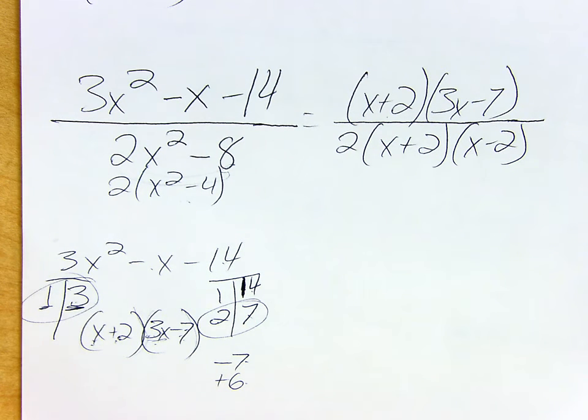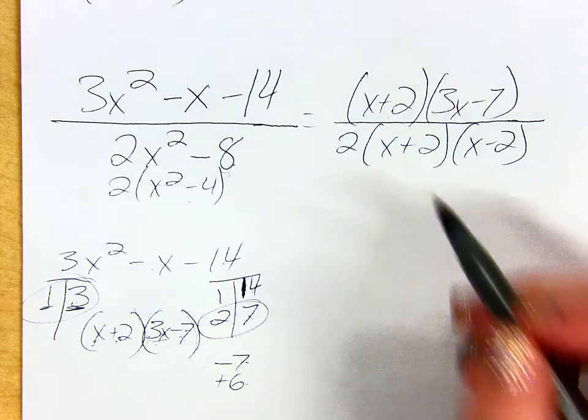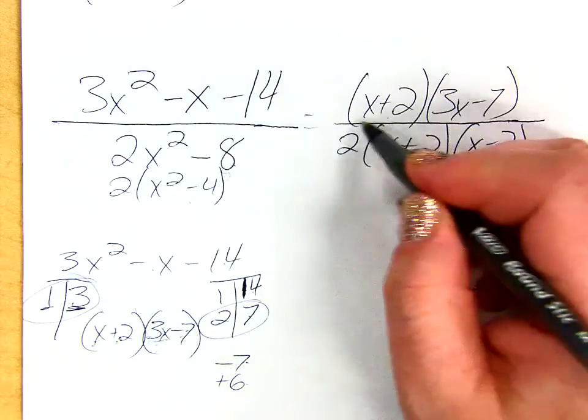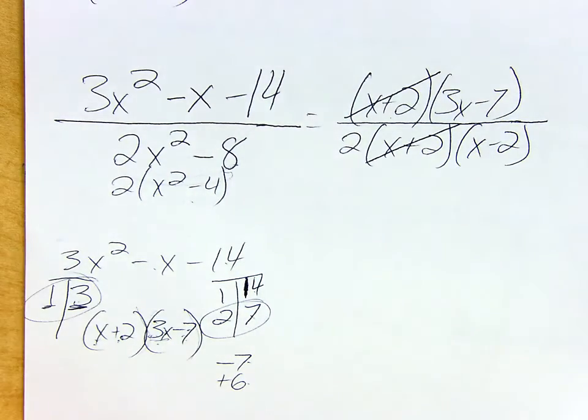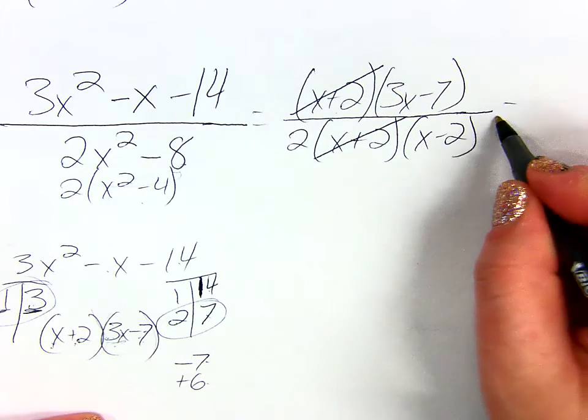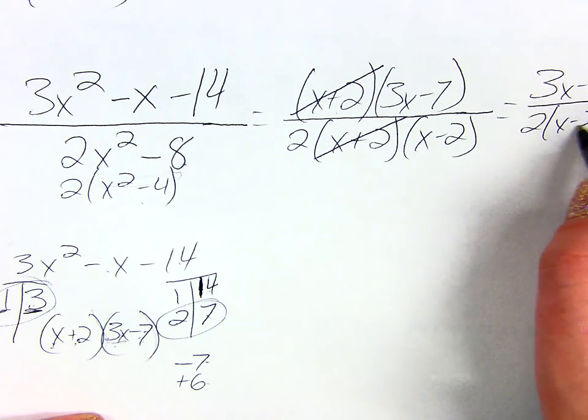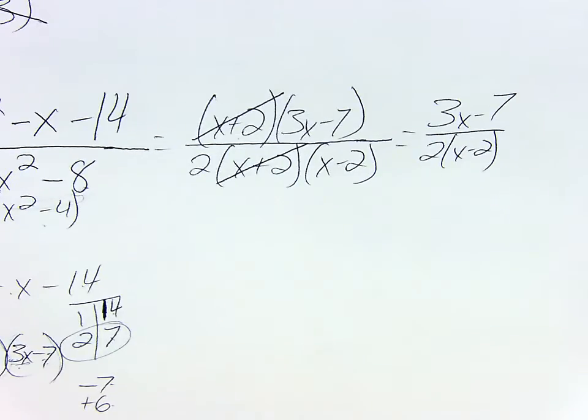Now step 1 is totally done. You factor everything as much as you can. Great. Step 2, now I get to come in and cancel things out. So it looks like I can do x plus 2's. That's it. So then my answer, 3x minus 7 over 2 times x minus 2. I'm done. Whoops. Sorry.